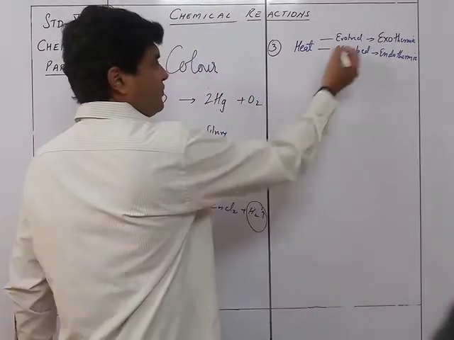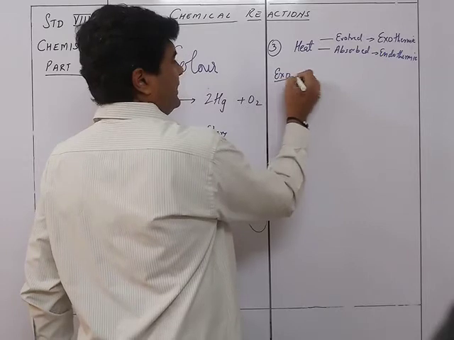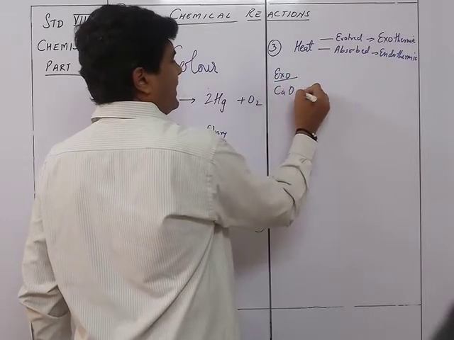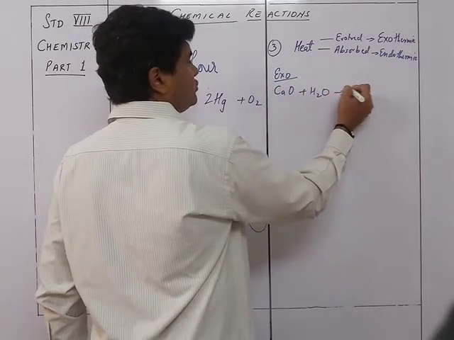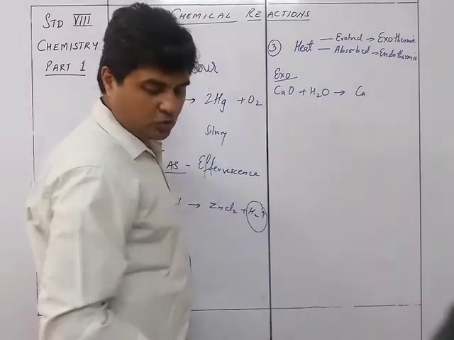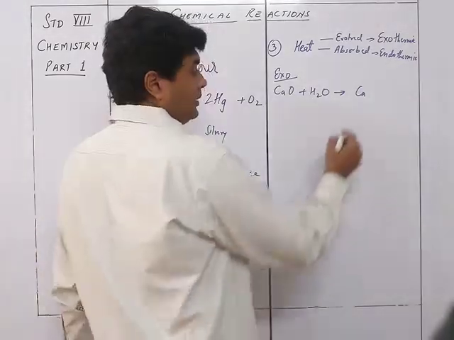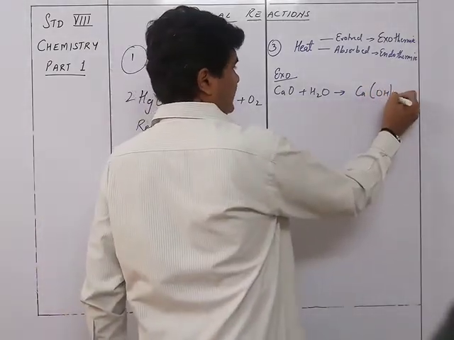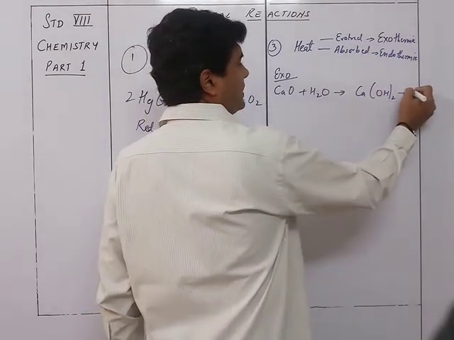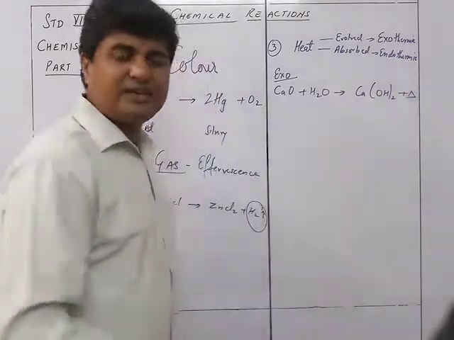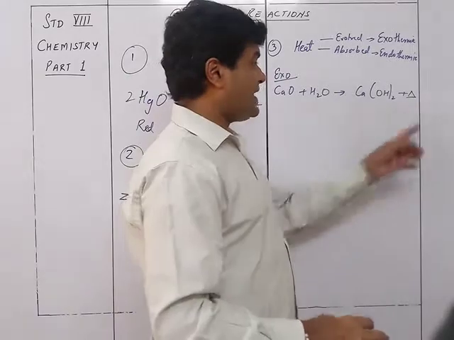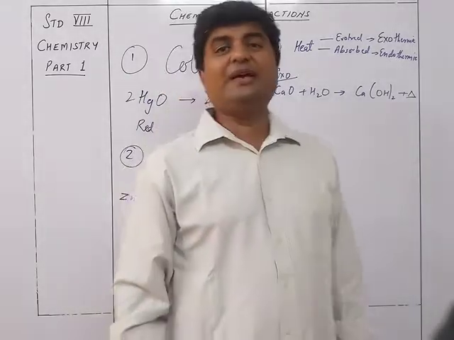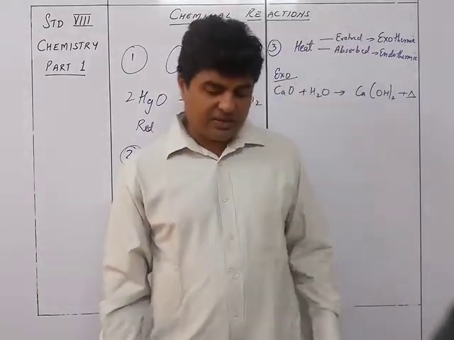So the reaction for exothermic is CaO plus H2O gives me Ca(OH)2 over here. So this is Ca(OH)2 plus a lot of amount of heat. The heat is denoted by triangle. The triangle over here denotes the heat, okay. So that is the heat which is given out.